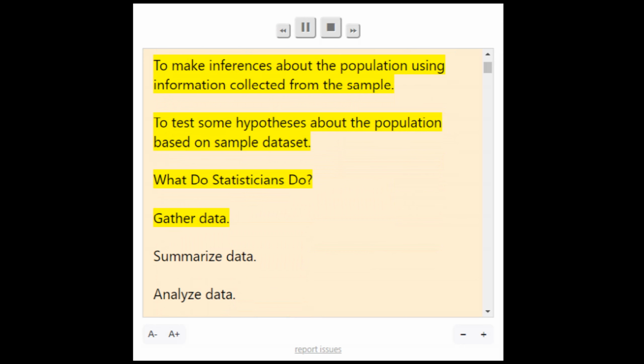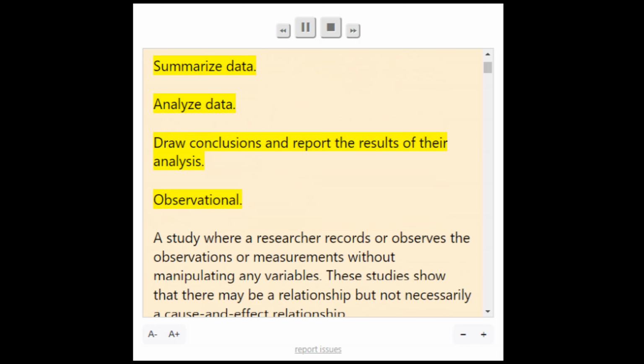What do statisticians do? Gather data. Summarize data. Analyze data. Draw conclusions and report the results of their analysis.